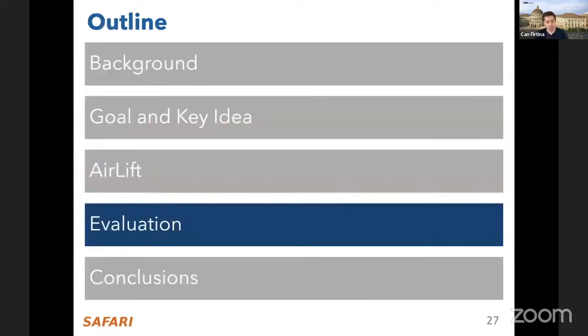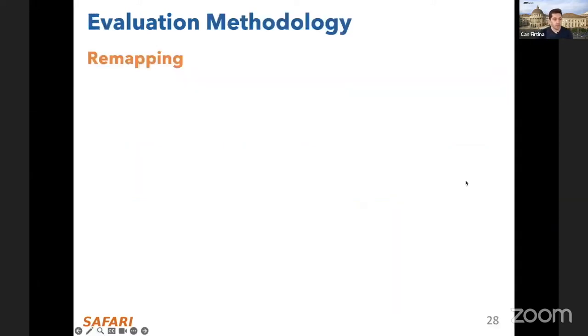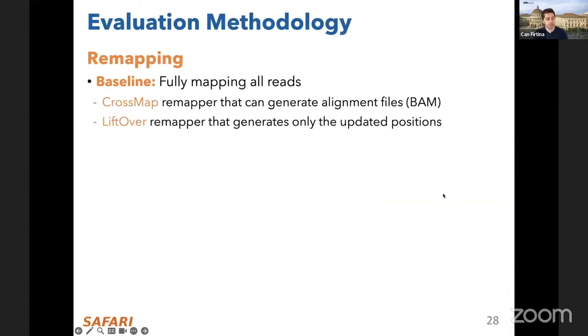So with that, I'll go over the evaluation part of our work. We perform remapping, and our baseline in remapping is fully mapping all the reads, which is the first approach, so mapping the reads from scratch to the new reference genome. We also compare AirLift to two state-of-the-art works. One is CrossMap, which is a remapper that can generate the alignment files, and also Liftover, which is a remapper that generates only the updated positions.